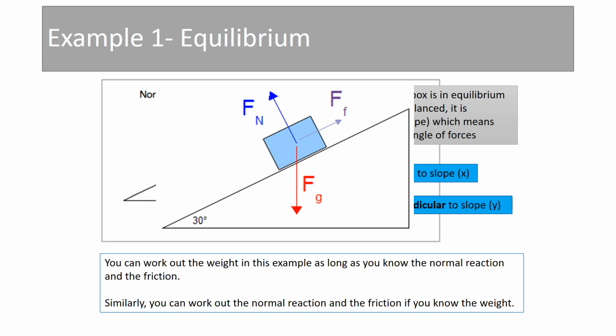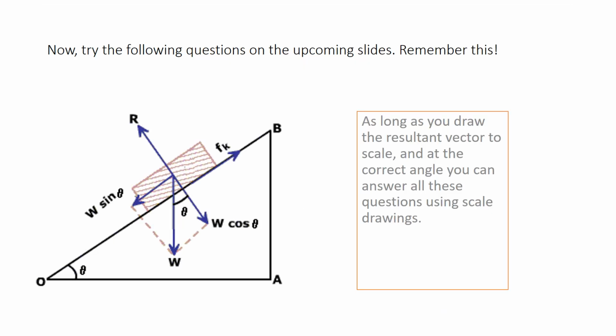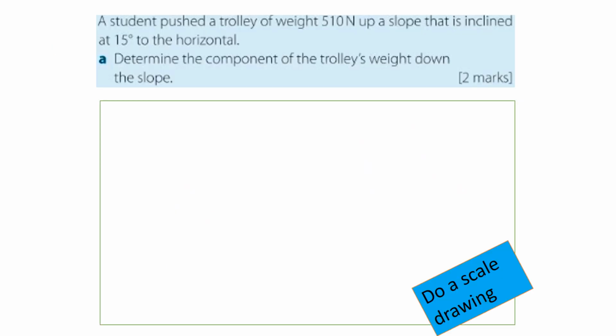Alright, so we've got to use the equation. Let me just flick through my notes. Here we are. Excellent. So we're going to try and work this out, and we do need a scientific calculator. If you haven't got one, you need to go and grab one now, okay, because we're going to use cos and sine to calculate these. As long as you draw the resultant vector to scale, and at the angle, you can answer all these questions using scale drawings.